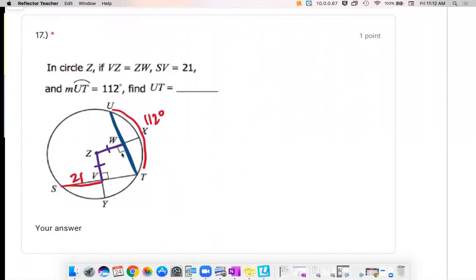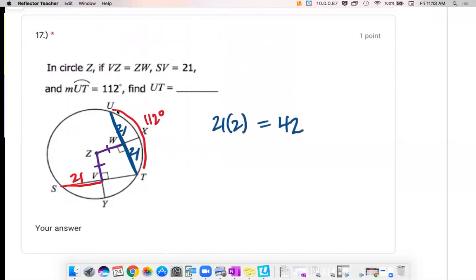Okay, so what you see is that they are the same distance away from the center. They hit at perpendicular 90-degree angles. So it means that these two arcs are congruent and that the chords are also congruent, and that the radius splits the chord and the arc perfectly in half. So if this is 21, that means this other side has to be 21. And if they're congruent, then it's the same thing over here. So these would both have to be 21 and 21. So if I just do 21 times 2, we would get that the length of UT is 42.